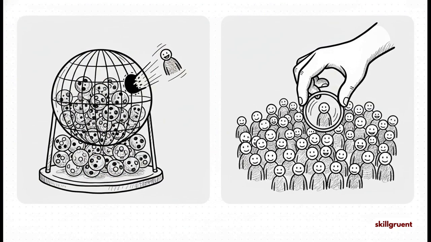Okay, so on one side of the road, you have probability sampling. Think of this like a totally fair raffle. Every single person in the population gets a ticket, and every ticket has the exact same chance of being drawn. It's all about pure, unbiased, random chance. Then on the other side, you have non-probability sampling. This is more like being a casting director. The researcher is deliberately handpicking people based on their judgment or just who's easy to find. It's not random at all.